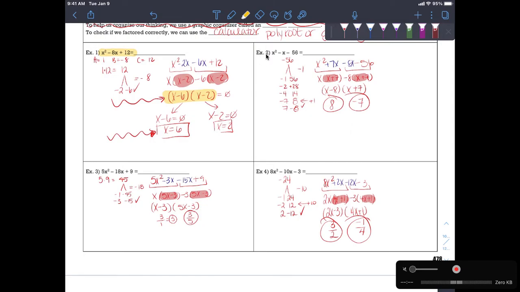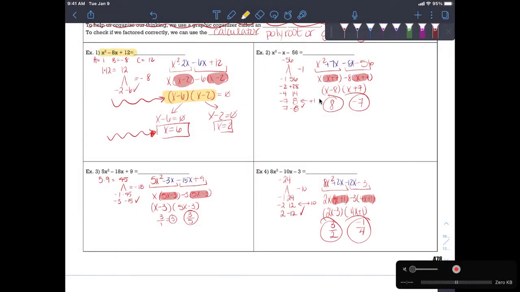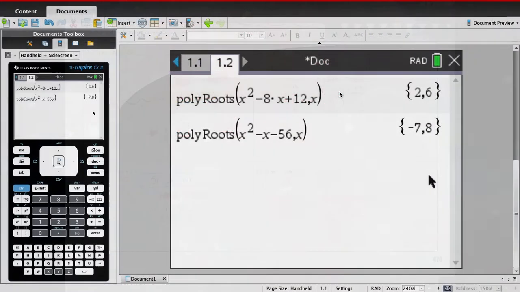So x squared minus x minus 56. So I can also go ahead and type it in. I always have to put my comma x. I should get negative 7, positive 8. That's exactly what I got here. But let's verify that this is correct as well by graphing it.